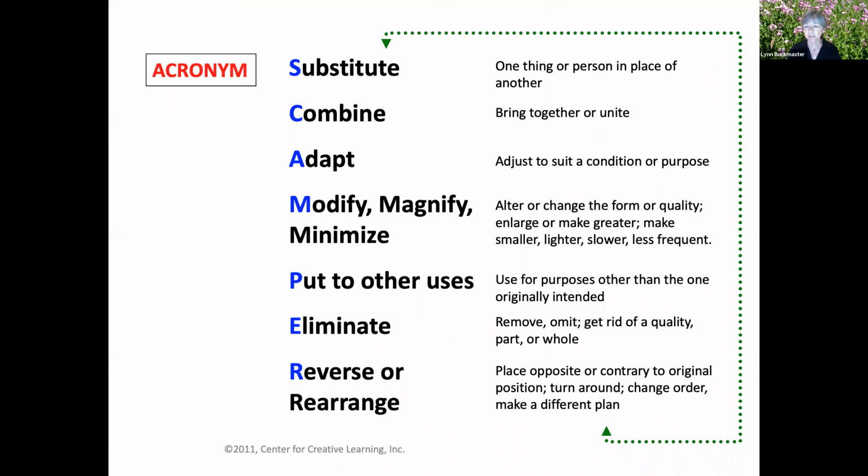So S is for substitute, one thing in place of another. C is for combine. A is for adapt, adjust to a situation or purpose. M can be for modify, magnify, or minimize. You can alter or change the form or quality. You can make something bigger, smaller. P is put to other uses, using for purposes other than the one originally intended. You can eliminate something, and you can reverse or rearrange. Place opposite or contrary to the original position, turn things around, change the order, and so forth.